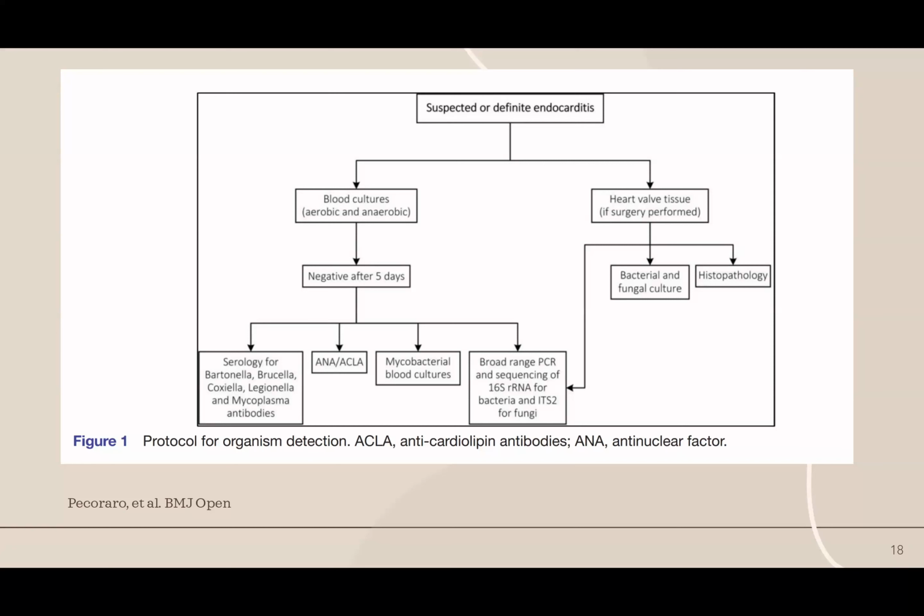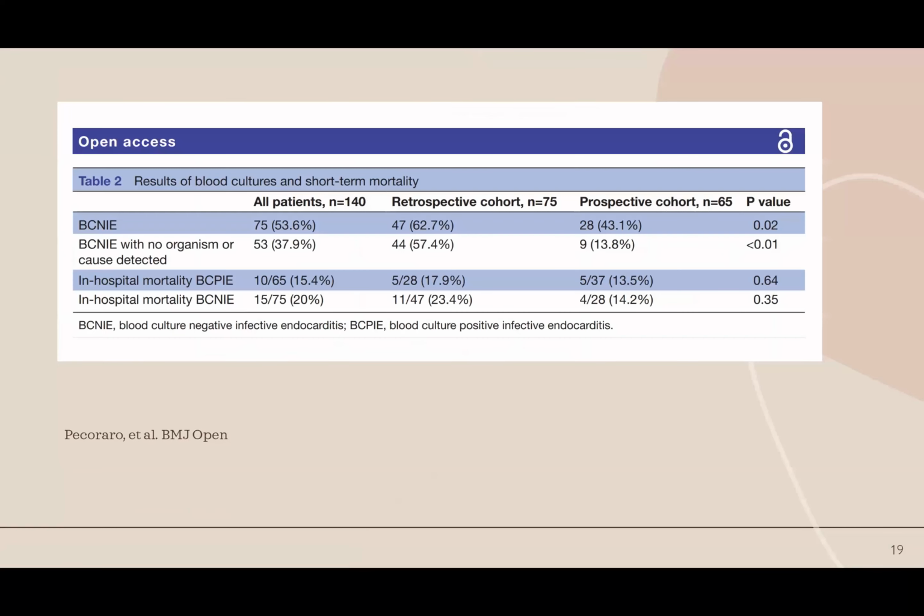And the entire workup was done, including serology for Bartonella, Brucella, Coxiella, Legionella, and Mycoplasma, and ANA and ACLA. Blood was also sent off for mycobacterial cultures, and then a broad-range PCR sequencing was performed. If patients had surgery, broad-based PCR sequencing was done on the valve tissue, as well as bacterial and fungal culture and histopathologic analysis. So this was the algorithm that the study used. We'll discuss this now in more detail.